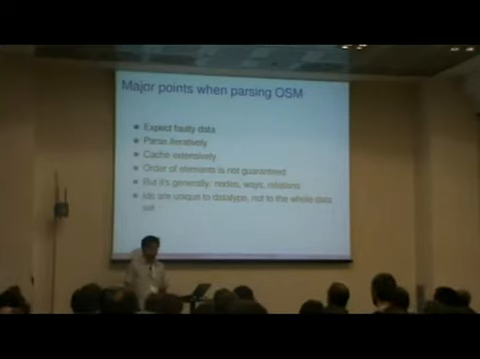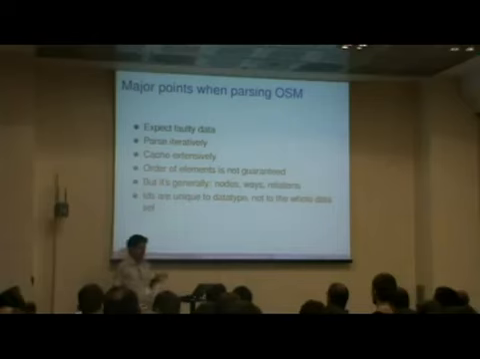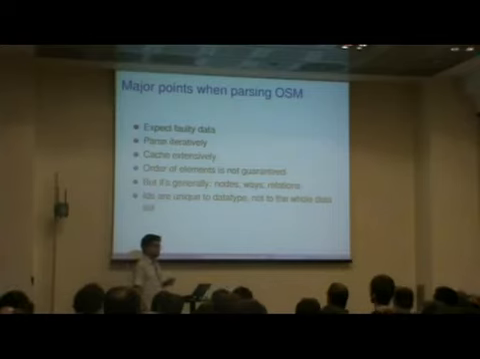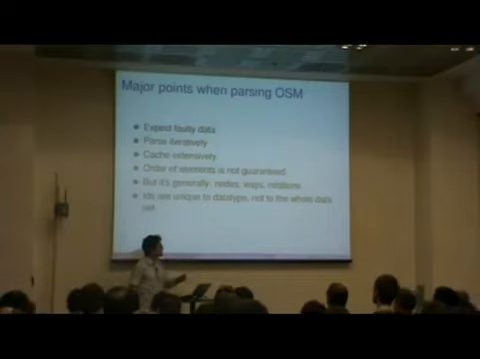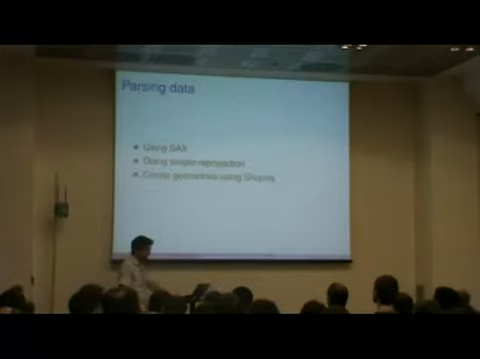The order of data types is not guaranteed by any standard, but it's a de facto standard that nodes come first, then ways, and then relations in the OSM file. And IDs are unique only within data types. This is a little nitpick which bit me when I started working with it. So a way and a node can have the same ID. Why is that? Because of historic reasons, and it's not going to change.